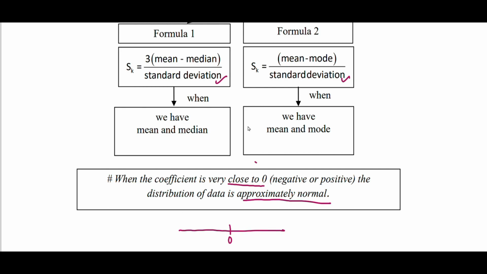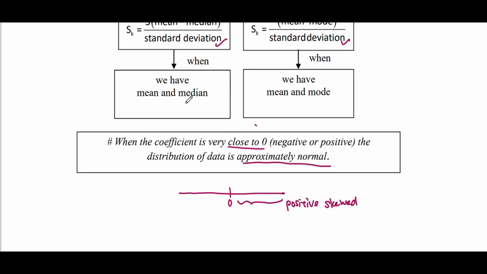So a positive value will be positively skewed. If your value is negative, let's say negative 0.5, negative 1, all of those we will conclude the data will be negatively skewed. So in the middle, we will consider it as normal distribution.